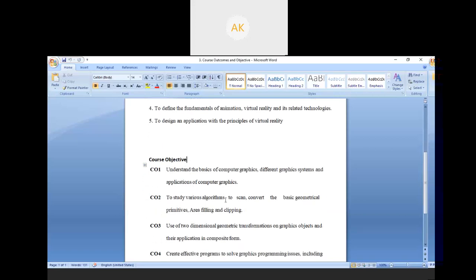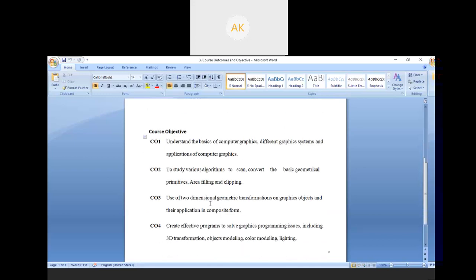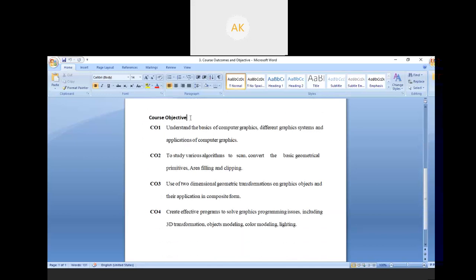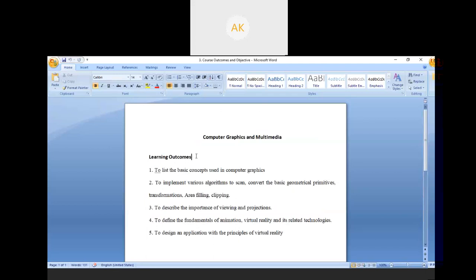Suppose when you do anything, firstly we know what our objective is. Suppose you are going somewhere, what is the objective of going there? Or suppose you are doing your graduation or BTech, what is your objective? Why are you doing this? Or suppose you are watching a movie, why are you watching this movie? So here the course objective means what are the objectives of this course. In the same way, learning outcome is what we are able to do after completing this course.